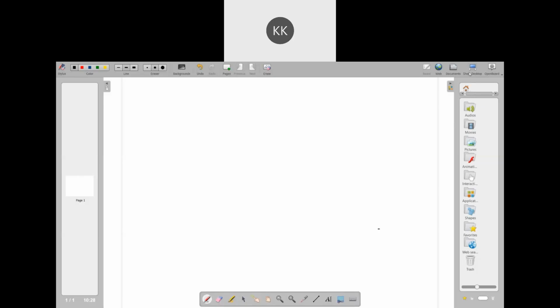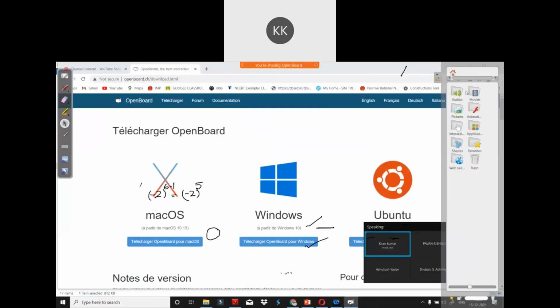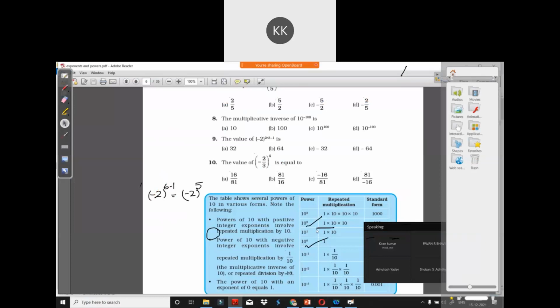Switching over from one thing to another is taking a lot of time. Let us discuss only 2 questions now. Is it visible now? Question 9 and 10?